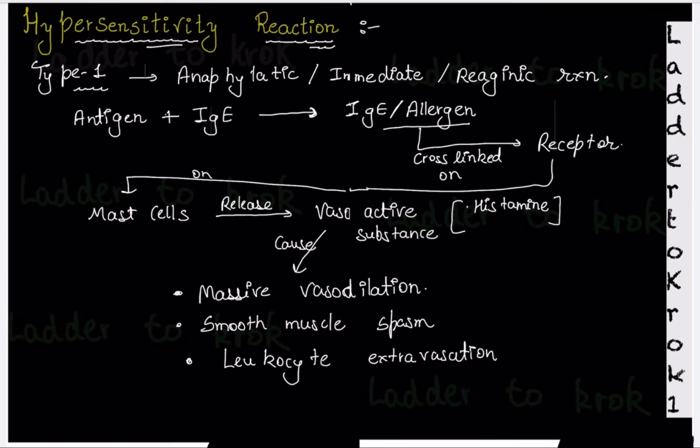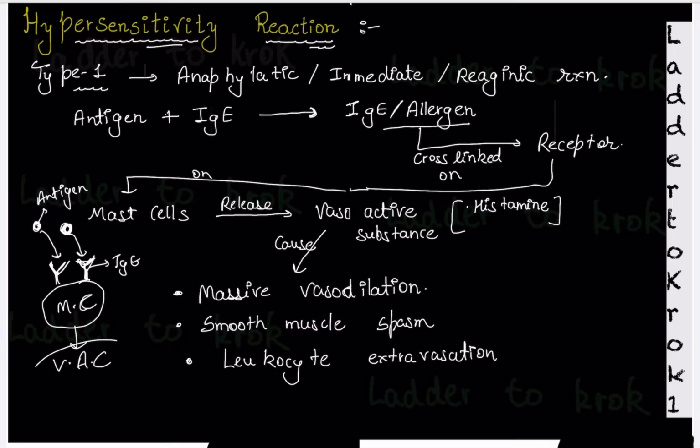Actually, what sometimes happens is that an antigen entered your body in the past and your body identified it, so your body knows how to act against that particular antigen. The IgE will form and attach to mast cells. When that same antigen comes into your body again, it binds to these IgE, and then this mast cell will release vasoactive substances. This is for a better understanding only.